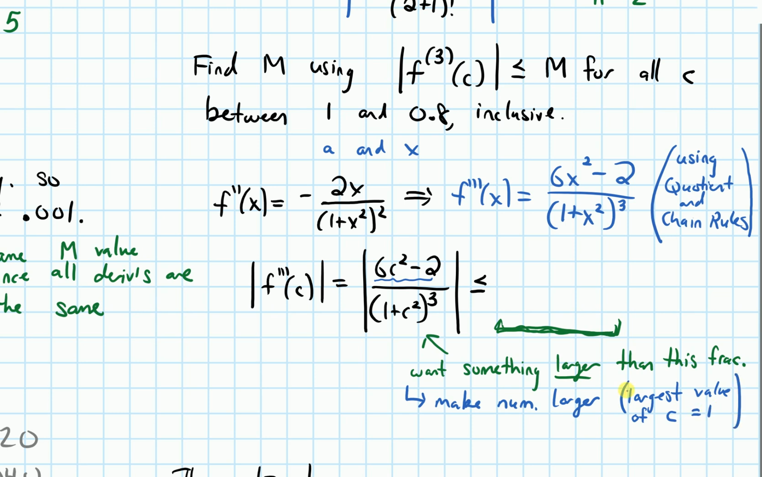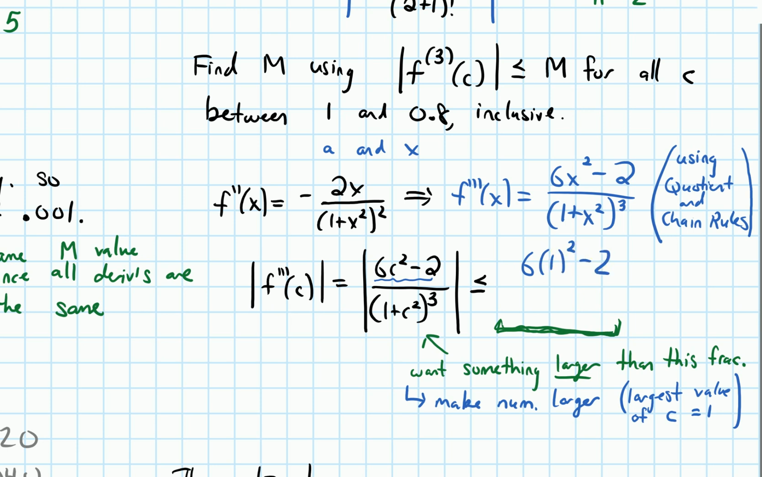And again, be really careful. It's not always just the largest value for the top. It has to do with the fact that 6c squared minus 2 is biggest at 1. Okay, so I'm going to replace the numerator by that. I'm going to plug 1 in for the c and get this.